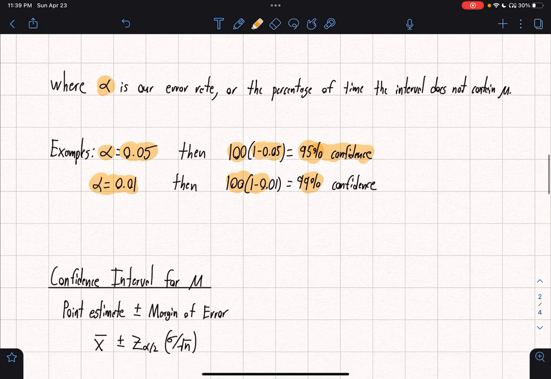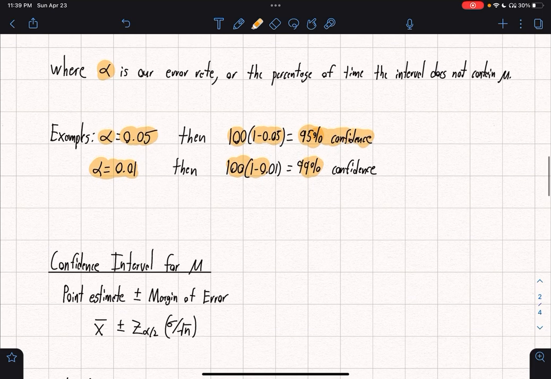Okay, so now we're ready to finally create our formal definition for the confidence interval. So a confidence interval for the mean, for mu. What we're going to say is that it is a point estimate plus or minus some margin of error.